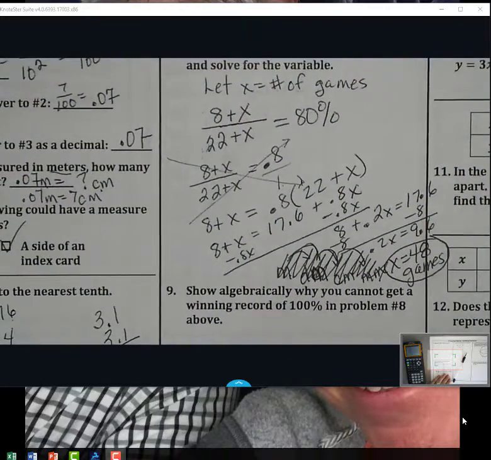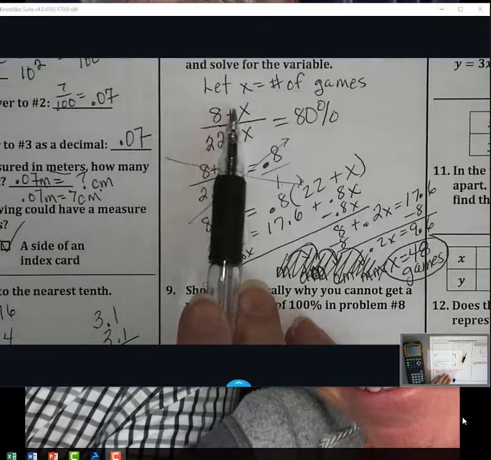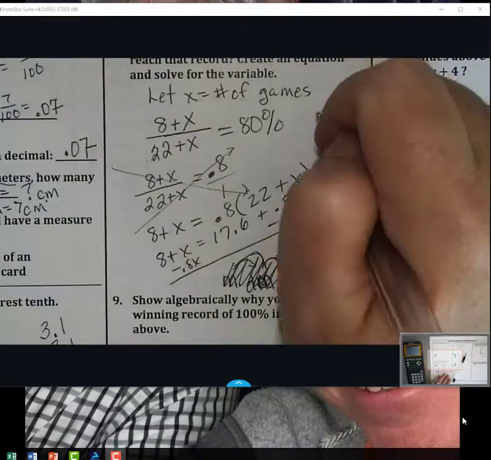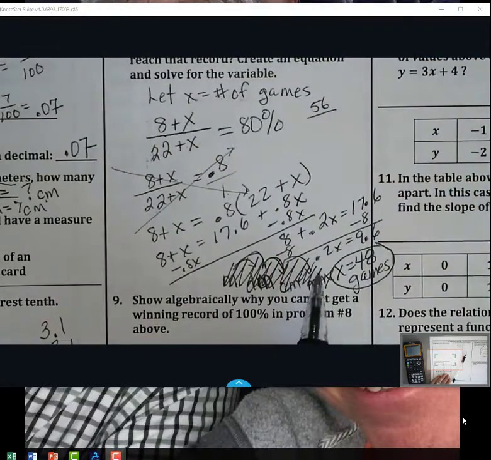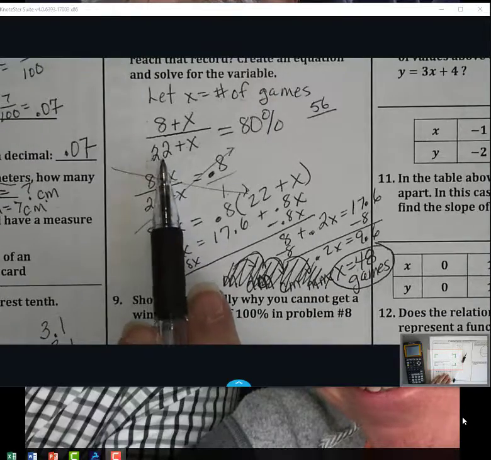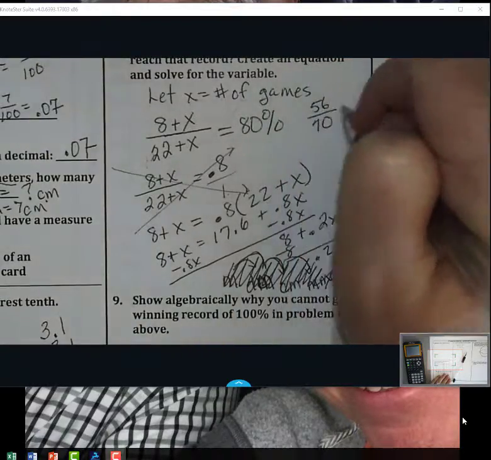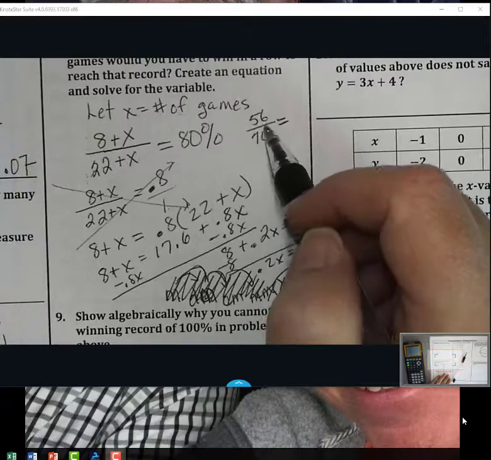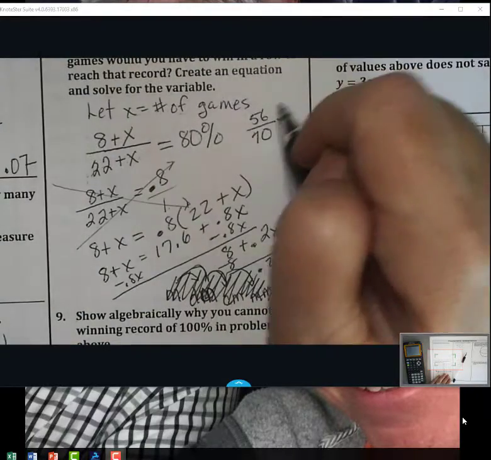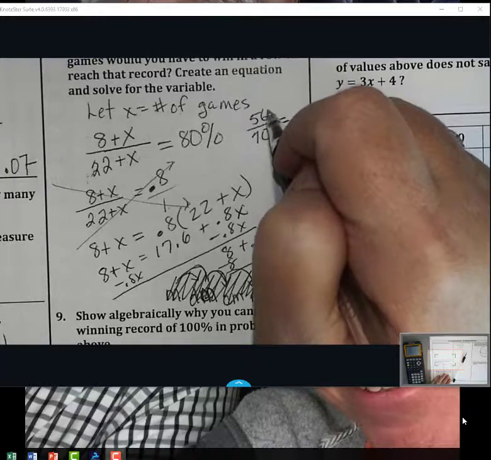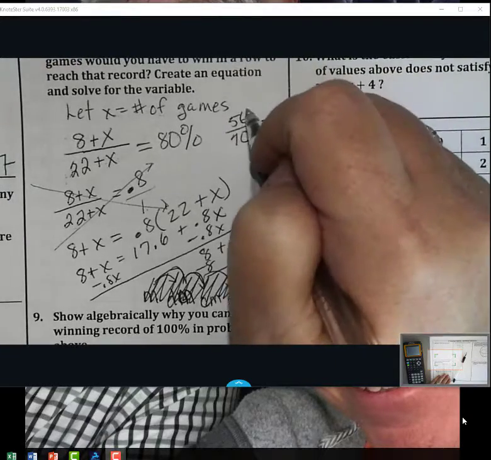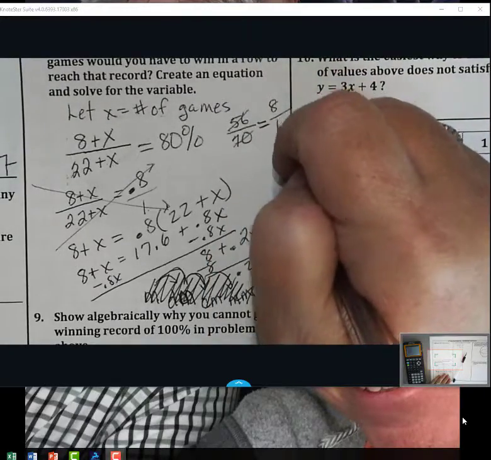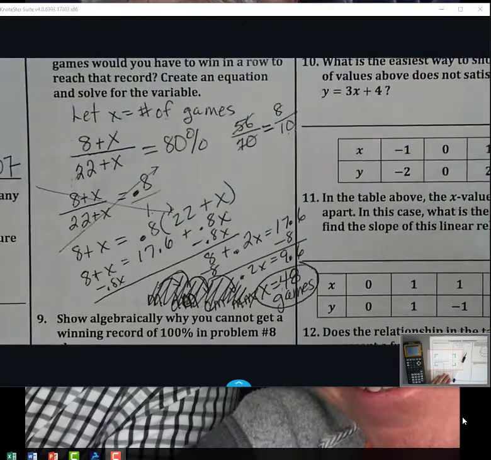And then you can check that that's right by substituting the 48 in here. So 48 plus 8 is going to be 56 divided by 48 plus 22, that's going to be 70. And 56 divided by 70, you can simplify that. Let's see what number goes into both of those. 7 goes into both of those. 56 divided by 7 is 8. And 70 divided by 7 is 10. And 8/10 is the same as 80%.